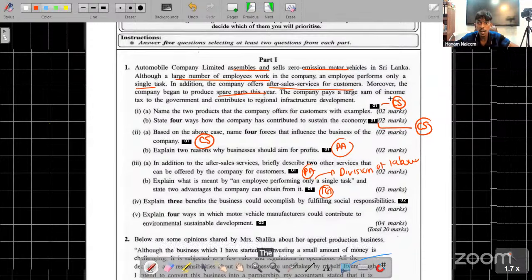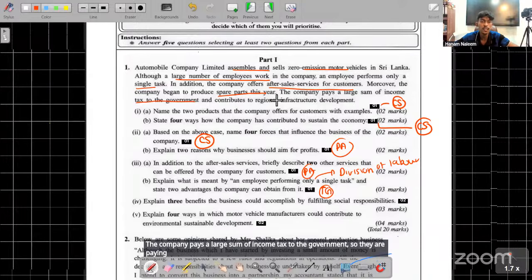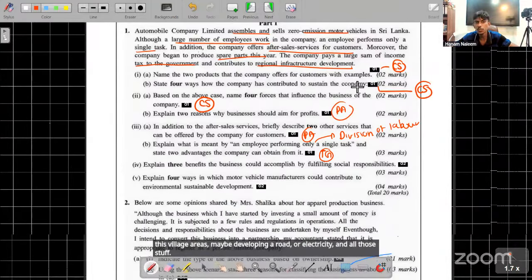The company pays a large sum of income tax to the government. So they are paying a huge income tax to the government and they also contribute to the infrastructure. Regional means they are also developing the infrastructure in these village areas, maybe developing a road or electricity and all those stuff.